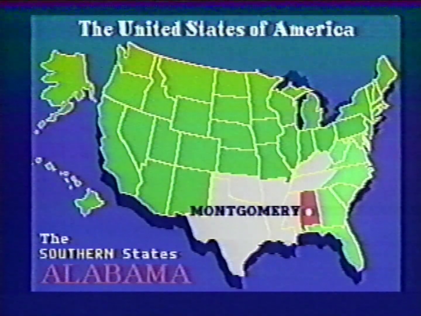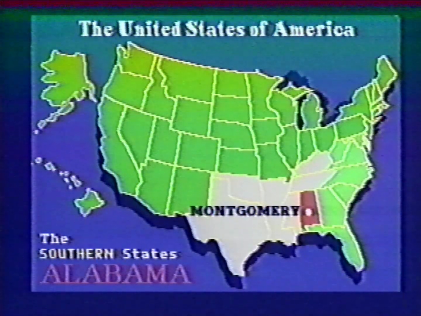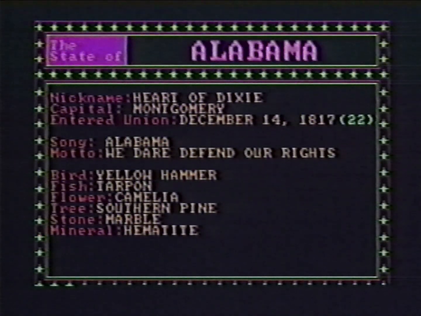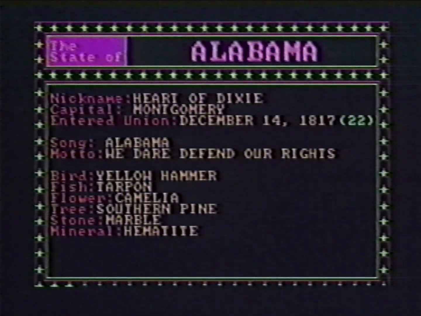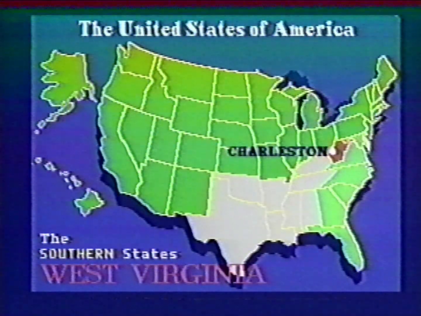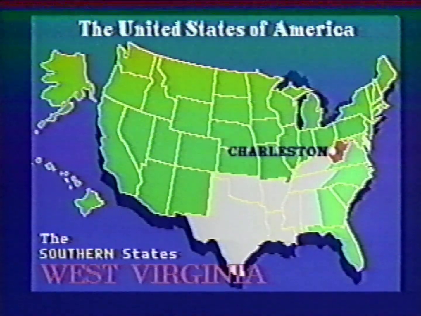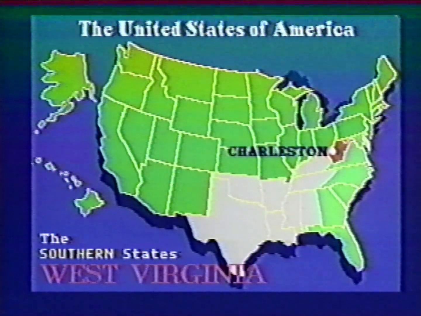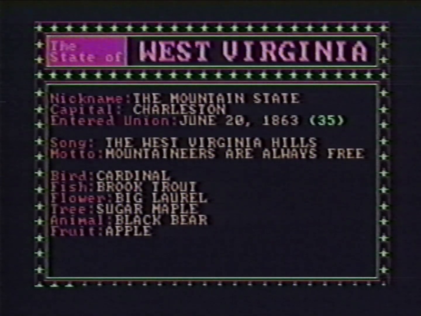The capital of Alabama is Montgomery. Alabama was named after the Alabama Indian tribe. The capital of West Virginia is Charleston. This state was originally the western part of Virginia.